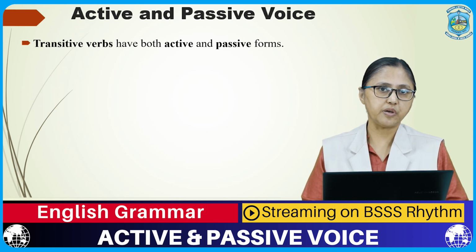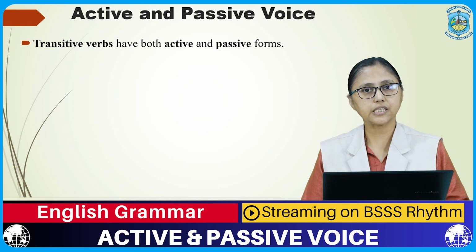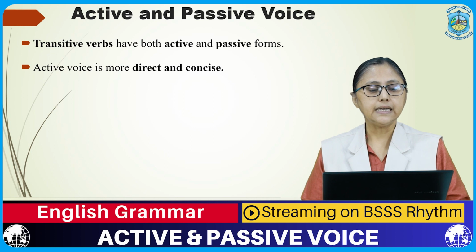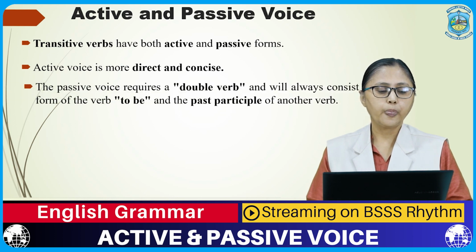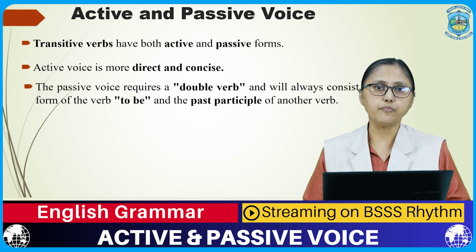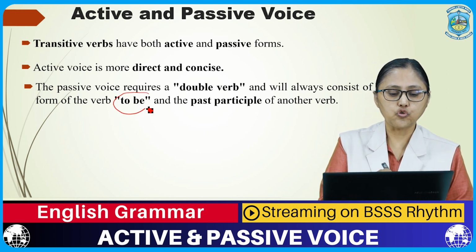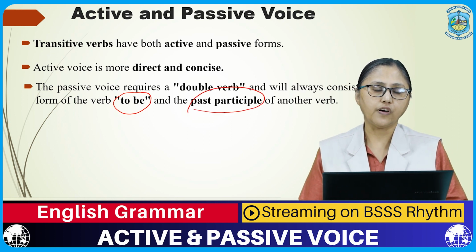First thing that you have to remember, that transitive verbs have both active and passive forms. Then the second thing is, active voice is used when you want to be direct and concise. The passive voice requires a double verb. That is, we have to use the to be form of the verb and the past participle form of another verb.